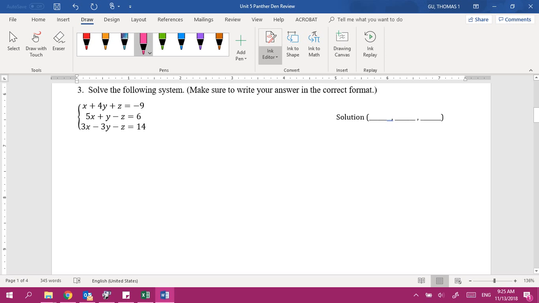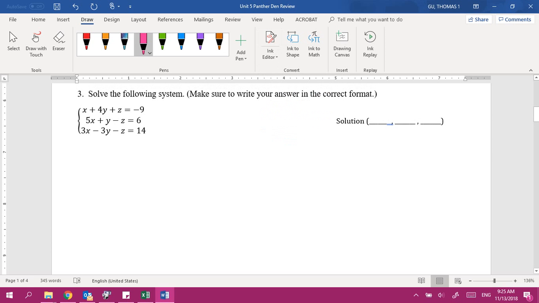Okay, but before we start, I think only people in my class maybe know this, but what would we do first before we even start this? Label them, right? Because we want to be organized here, so 1, 2, and 3. All right? Then you want to identify which variable is the easiest to cancel out. So which one do you think is easiest? Z, that's right. And why do you think it's Z?